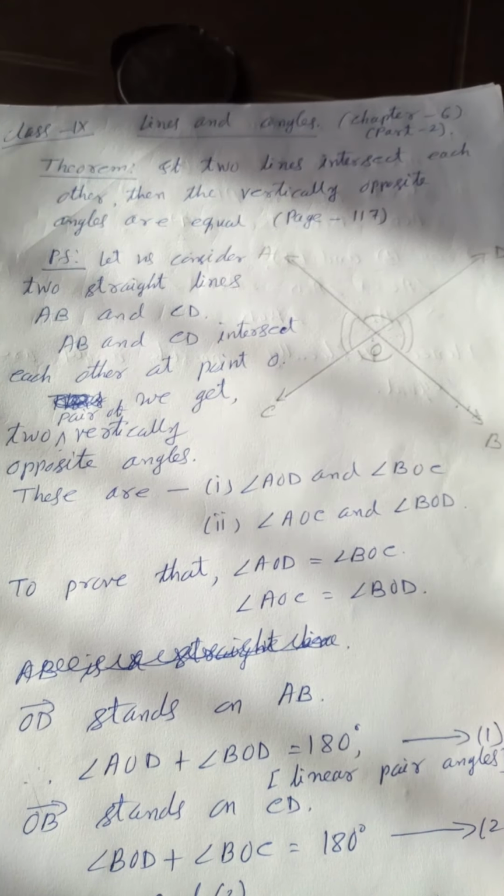See this side, AB and CD are two straight lines drawn. These two straight lines intersect at this point. This point is O. Now we can prove that their vertically opposite angles are equal.